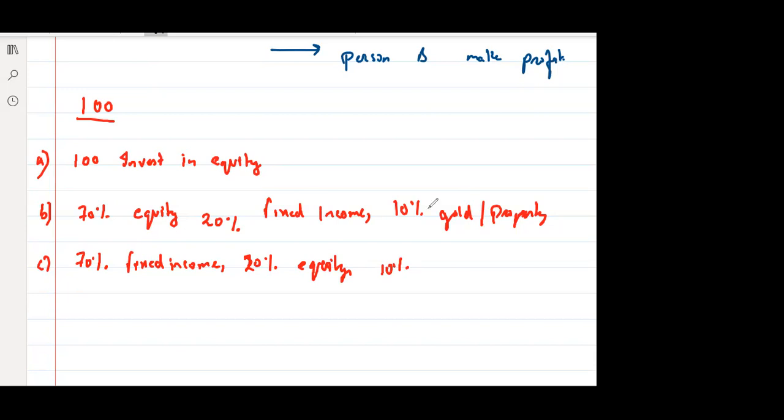What do you think? Out of these three, I'm giving you these three options, right? Because there's no fixed ratio, there's no 40, 60, something like that. You can put whatever you want. I'm just giving you three options. Which is the best option? A, B, C. Tell me.